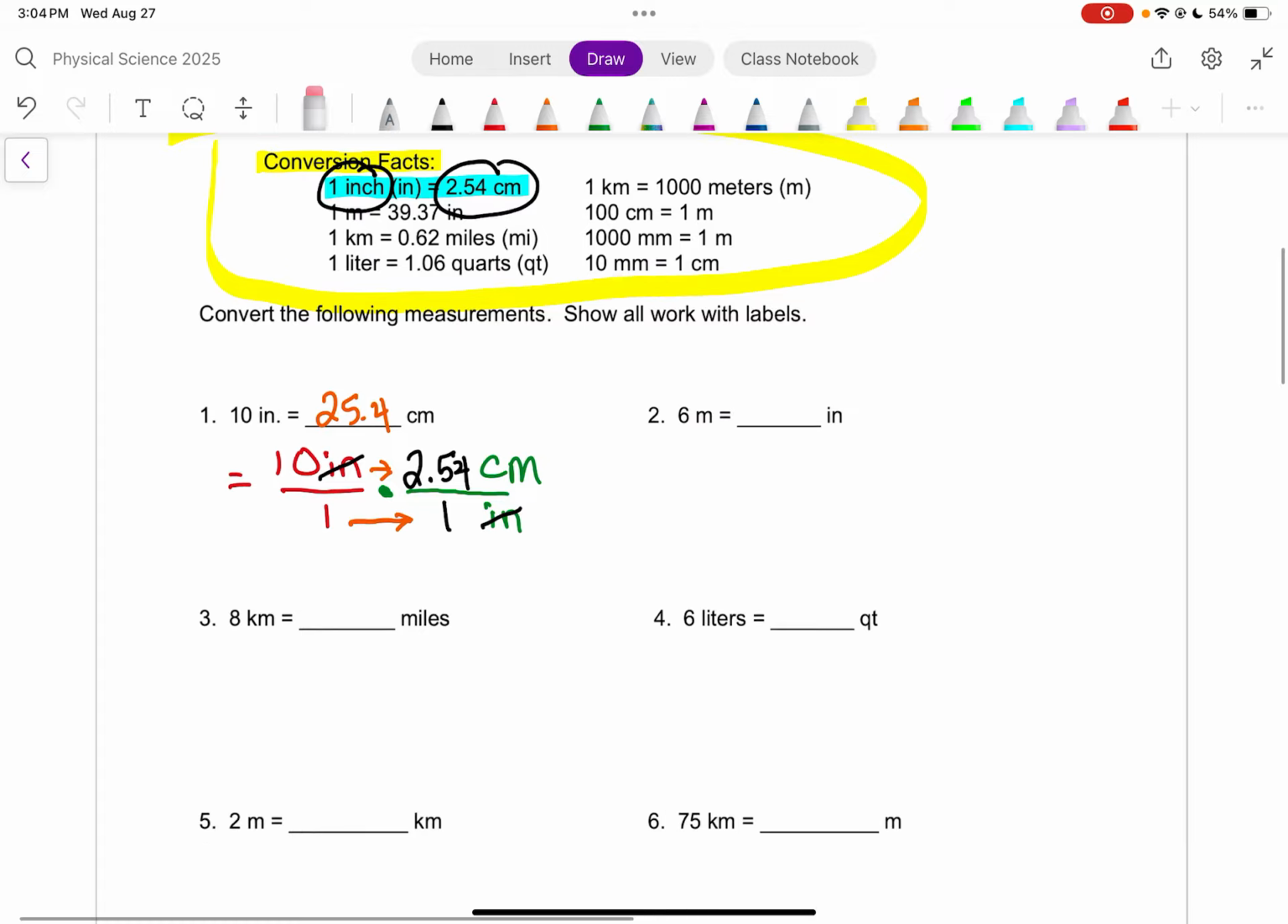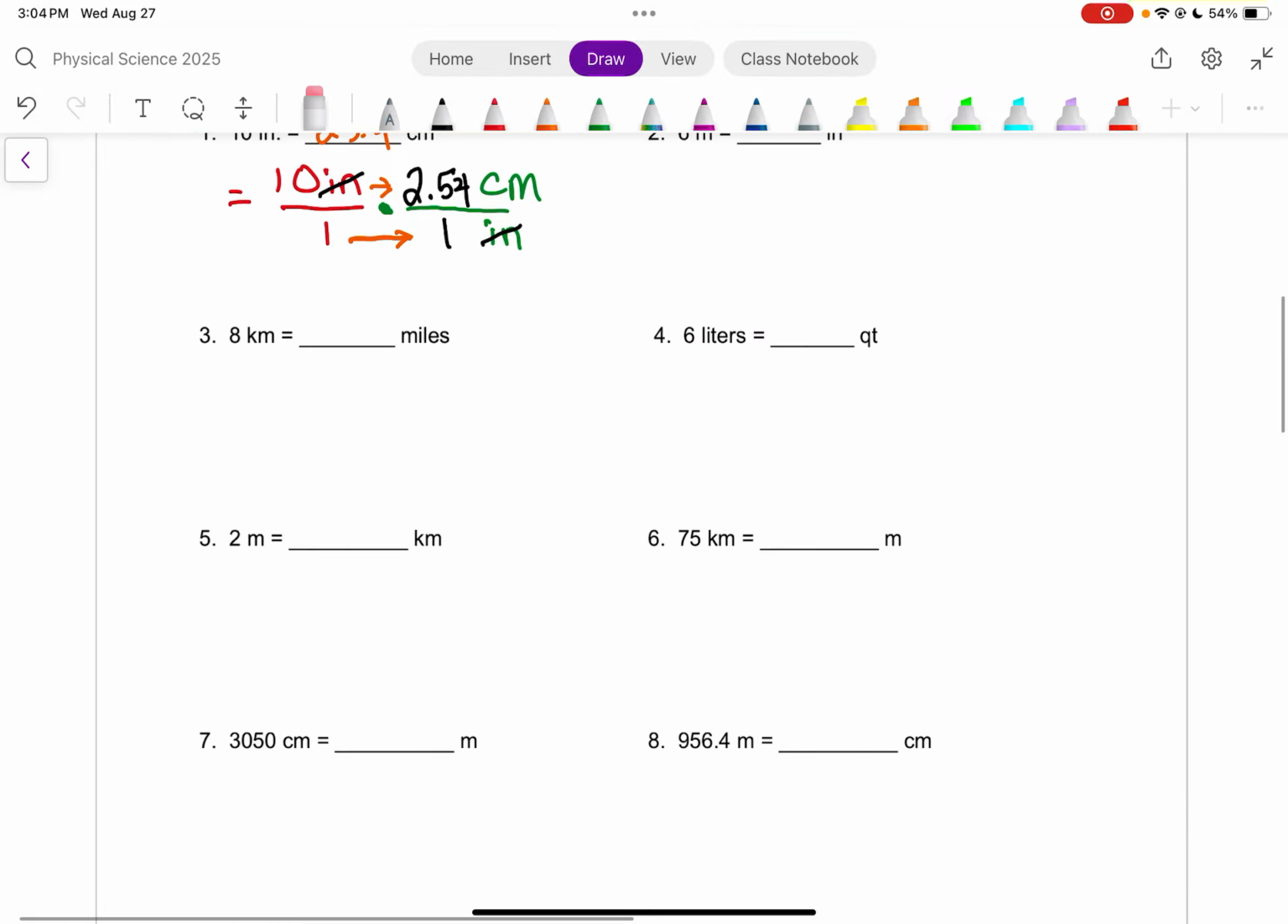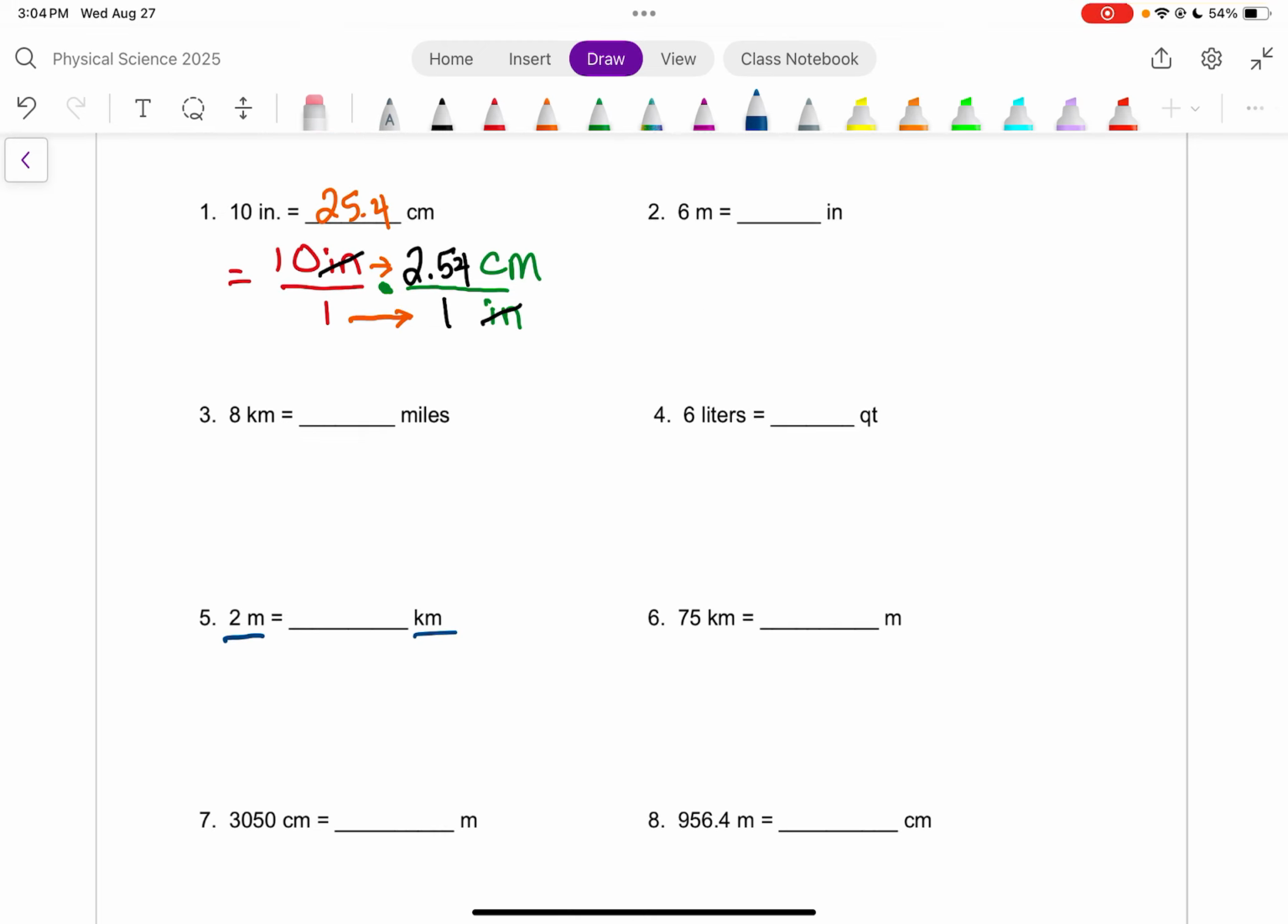We'll try another one where there is some division. So I'm going to jump down to number 5. 2 kilometers is how many kilometers? So again, same thing. Step 1, I'm going to take my given, do an equal sign, and put my given over 1, just like I did in the previous one. Then I'm going to set up my new fraction so the labels cancel. I want to get rid of meters, so I'll put meters on the bottom. And I'm going into kilometers, so km will go on top.